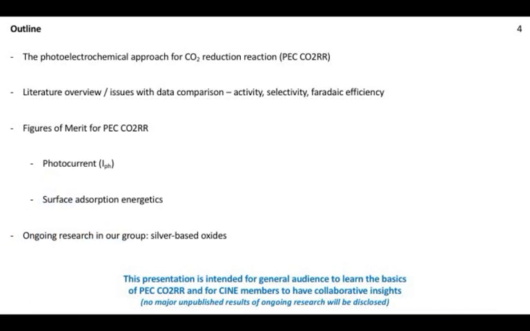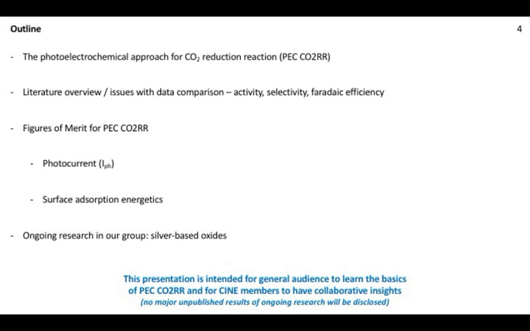Just a brief description of this seminar. We will briefly introduce the photoelectrochemical approach for CO2 reduction, which we find in the literature as PEC CO2RR, the photoelectrochemical CO2 reduction reaction. Then we'll give a literature overview and deal with these issues, especially when looking for activity data and selectivity data. After that, we'll describe two important figures of merit that we consider when we evaluate photoactive materials for CO2 reduction: photocurrent and the surface absorption energetics.